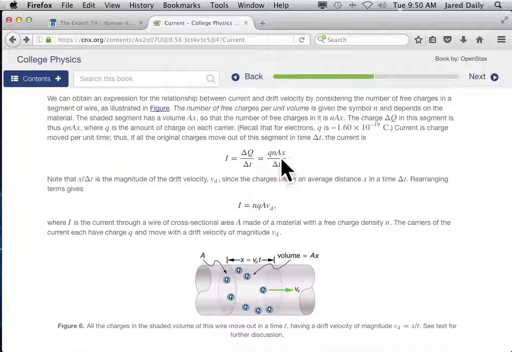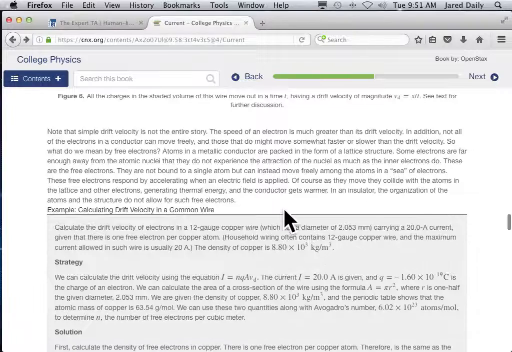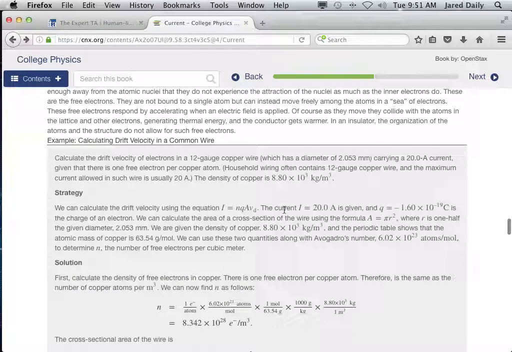Right? But we have now x over delta t, a distance divided by a time, which is actually our drift velocity. So now we can change that equation to current equals the number of charges passing through times the elementary charge times the cross-sectional area of the wire times the drift velocity of the particles. Well, why would we do this? Because this will allow us to calculate the drift velocity. So now we can rearrange that equation and calculate the drift velocity of the particles.